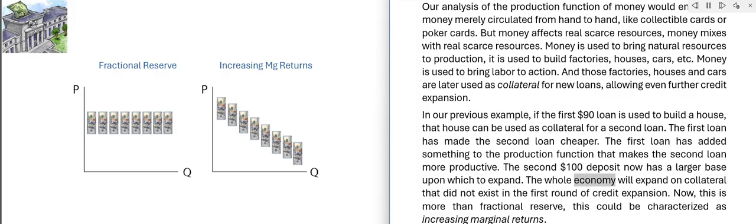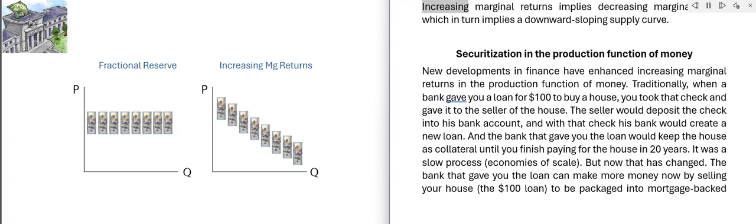The whole economy will expand on collateral that did not exist in the first round of credit expansion. Now, this is more than fractional reserve. This could be characterized as increasing marginal returns. Increasing marginal returns implies decreasing marginal costs, which in turn implies a downward sloping supply curve.